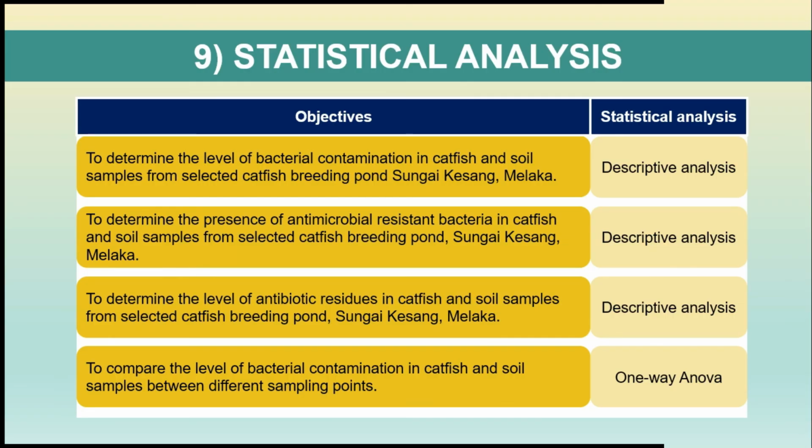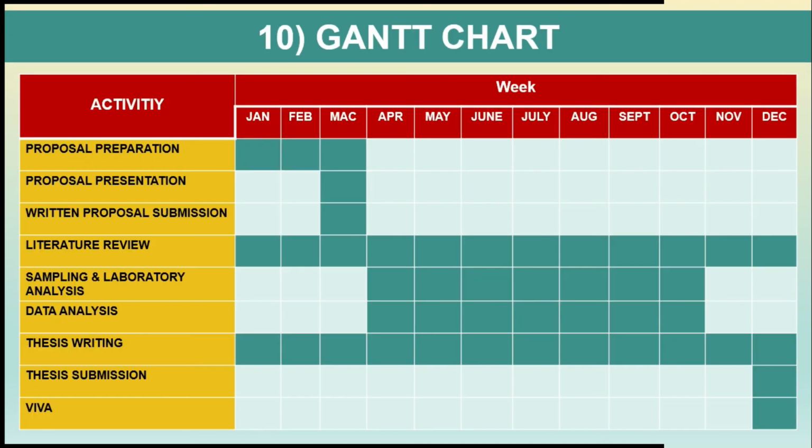For the first, second, and third objectives, the statistical analysis that I use is descriptive analysis. And for the last objective, I will be using one-way ANOVA. This is the Gantt chart of my plan during this semester. And inshallah, if the coronavirus issue is settled down, we will start sampling in April.